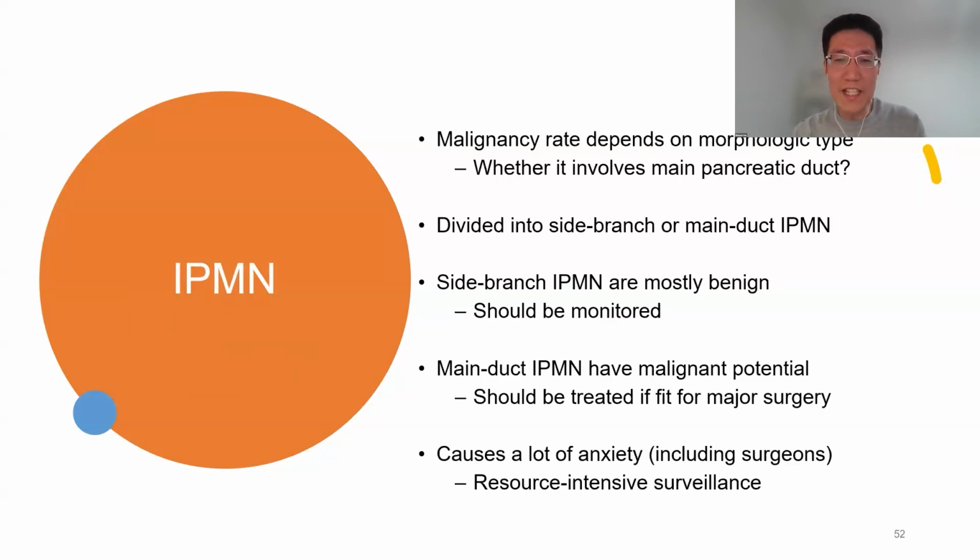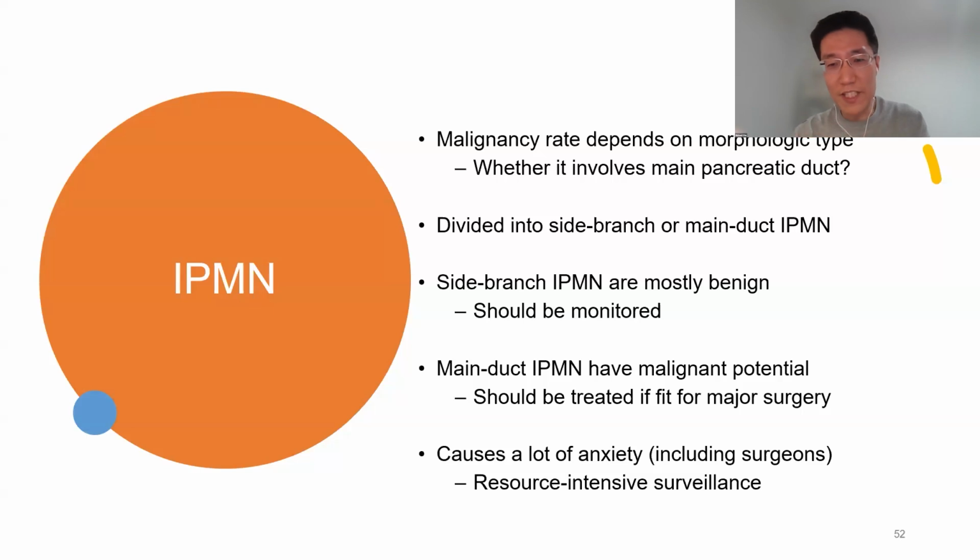So the malignancy rate depends on the morphology type, whether it's involving the main pancreatic duct. So it's divided into side branch or main duct IPMN. A side branch IPMN is where a branch of the main duct is involved with IPMN, and they are mostly benign. But they should be monitored for a certain time period. But if you have an IPMN of the main duct itself, it is pre-malignant and has a malignant potential. So it should be treated if the patient is fit for major pancreas surgery.